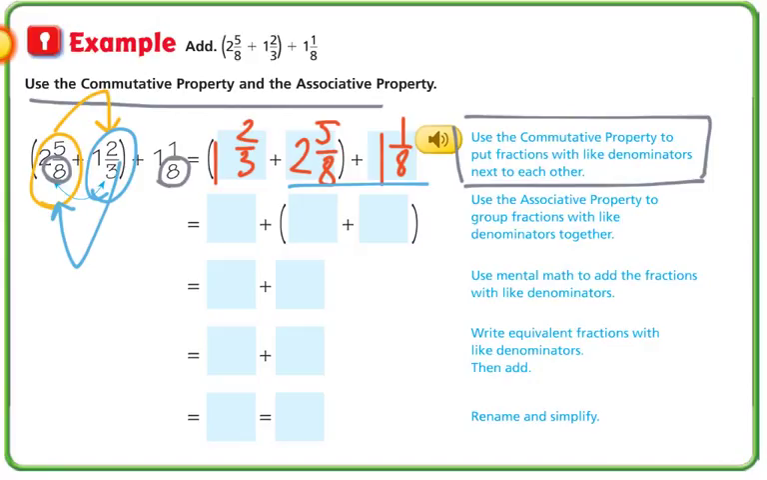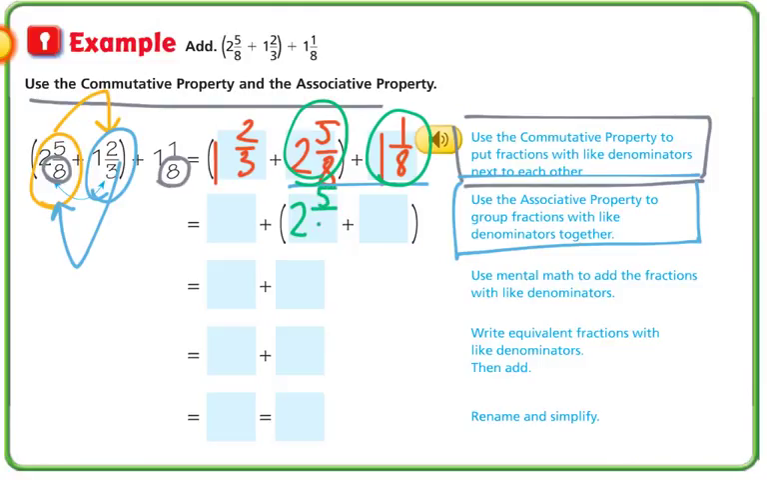So now in step 2, it says use the associative property to group the fractions with like denominators together. So these are the fractions that have the like denominators. So what we're going to do is we're going to group them together. This is the associative property.